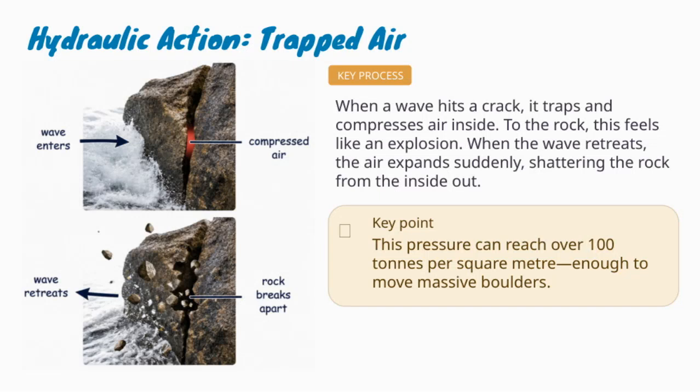Hydraulic action happens when waves hit a crack in a cliff. The water traps air inside the crack and compresses it. To the rock, this pressure can act almost like a small explosion inside the crack. When the wave retreats, the air expands suddenly. That expansion weakens the rock from the inside.